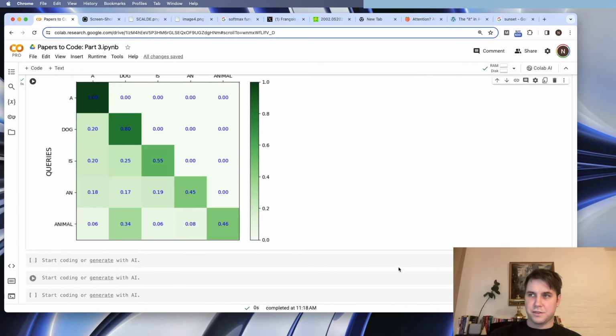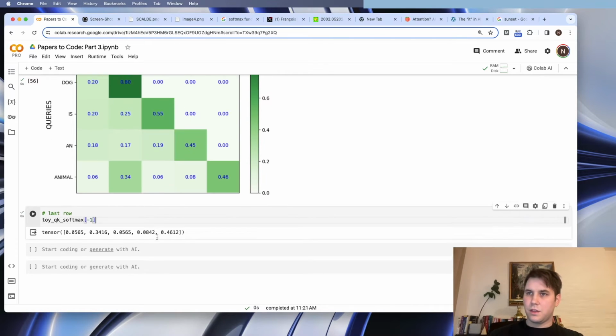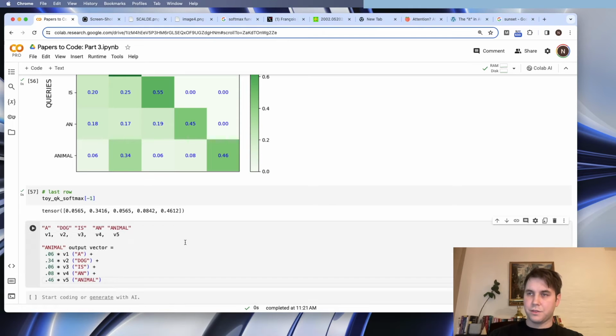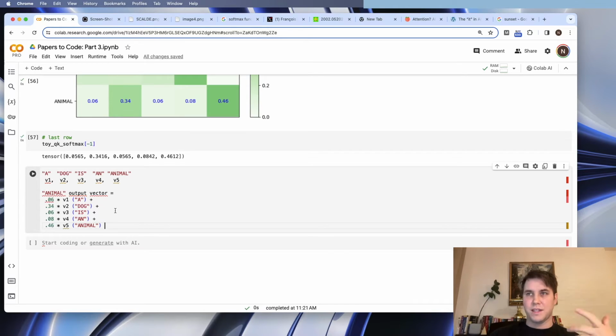So let's look at the last row here, corresponding to the animal token. When we multiply this vector with the values matrix, the magnitude of these attention scores is how much weight we will give to each of the value vectors in the value matrix. Here are these values again. They've been rounded to fit in here. And here's basically what we're going to do. We'll say that we have some vector corresponding to A, and these are the value vectors. One corresponding to dog, to is, to an, to animal. And when we do the matrix multiplication, we're just taking a weighted sum of these.